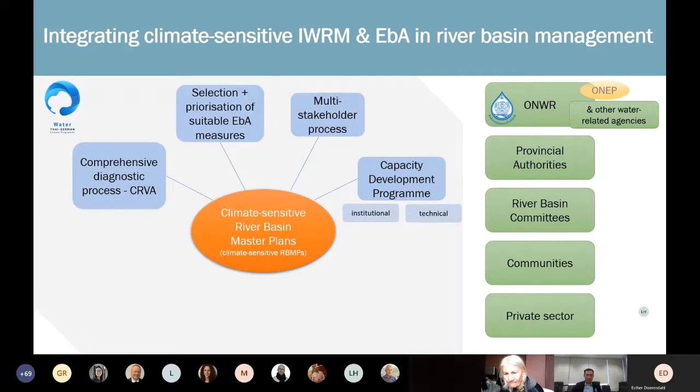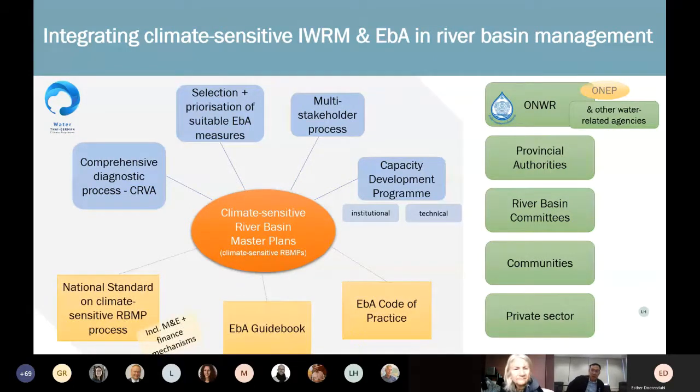participatory processes. At the same time, we also want to provide concrete guidance and technical know-how for climate-sensitive IWRM and EbA. As a result, we would have a national standard that all the Thai river basins should follow to develop climate-sensitive river basin master plans. An EbA guidebook will guide stakeholders through the assessment and selection processes for EbA, and an EbA code of practice should provide technical know-how for water engineers and other practitioners.